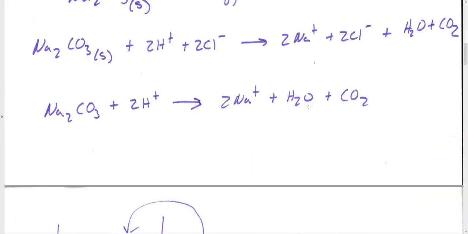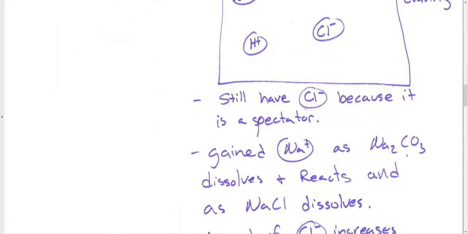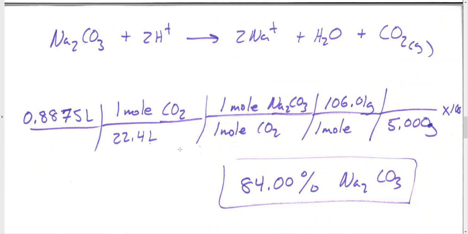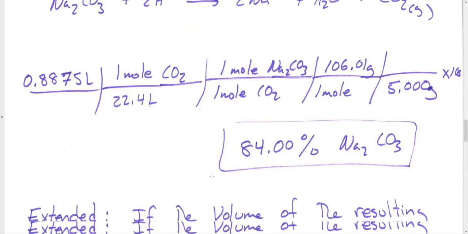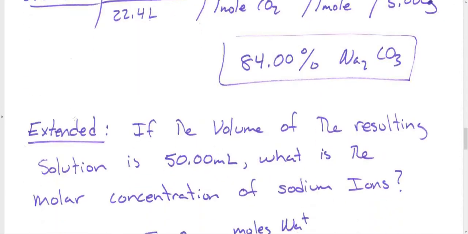Okay? And so again, that's what we have here. Okay, so that's the percent by mass of the mixture. So if you do the math, that means 16% was sodium chloride. Okay, so our mixture of sodium carbonate and sodium chloride was 84% sodium carbonate, 16% sodium chloride by mass. Okay, all right, so let's add a little extension to this problem.